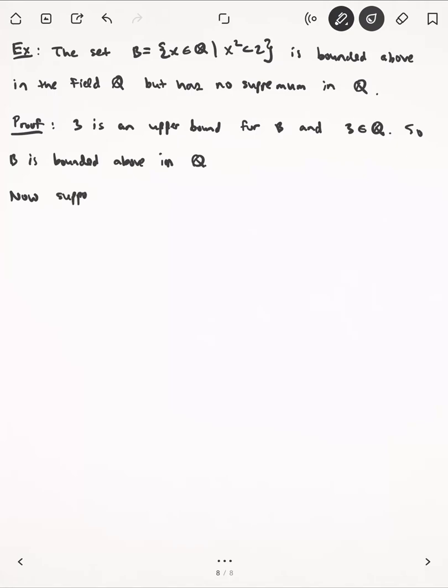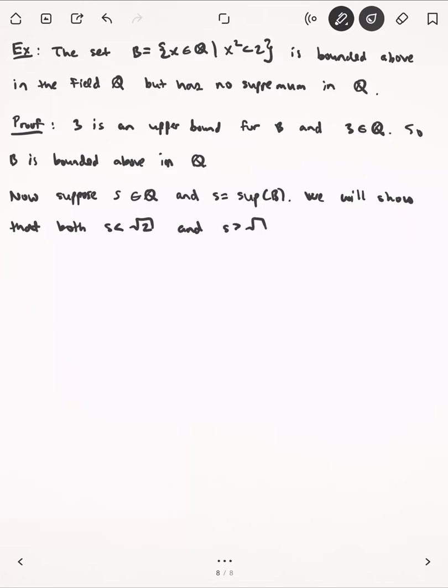Now suppose S is a rational number and S equals the supremum of B. We will show that both S less than square root of 2 and S greater than square root of 2 are both false statements. So we're going to show that both of these statements are false.